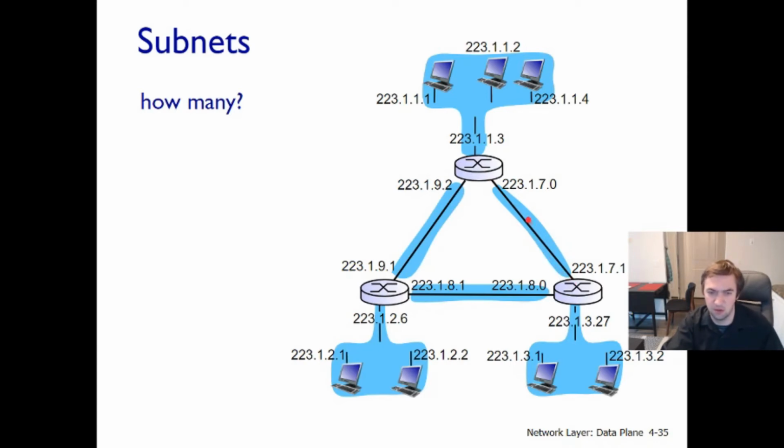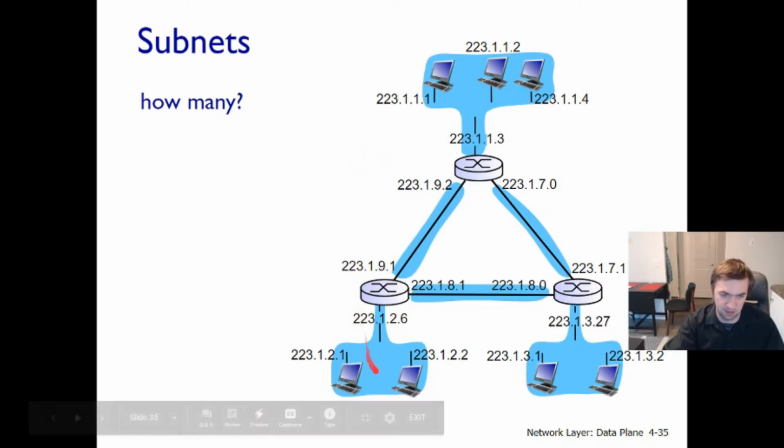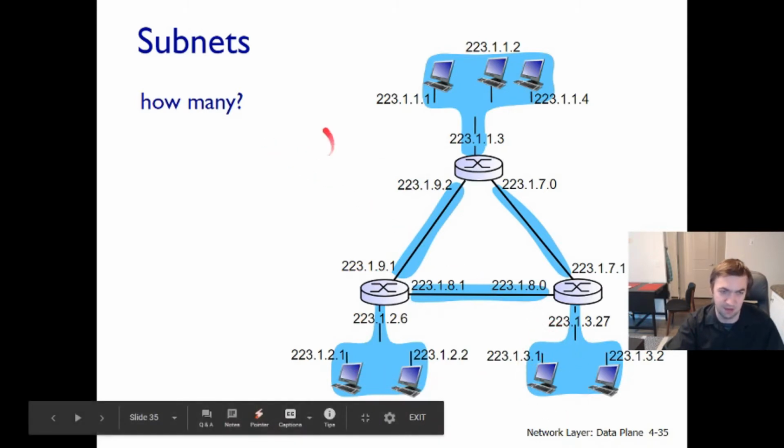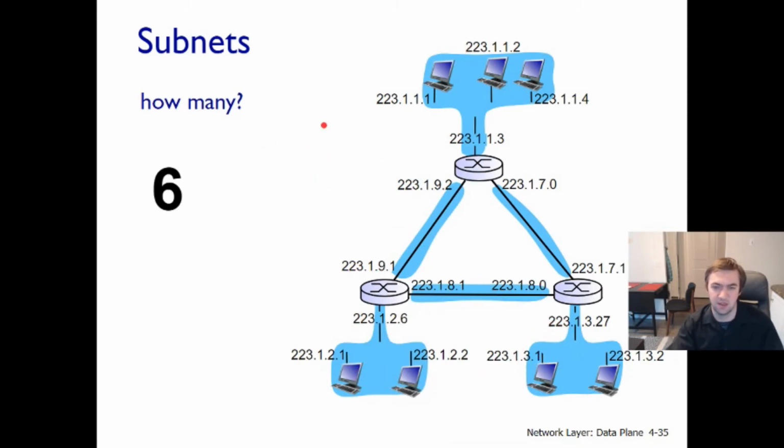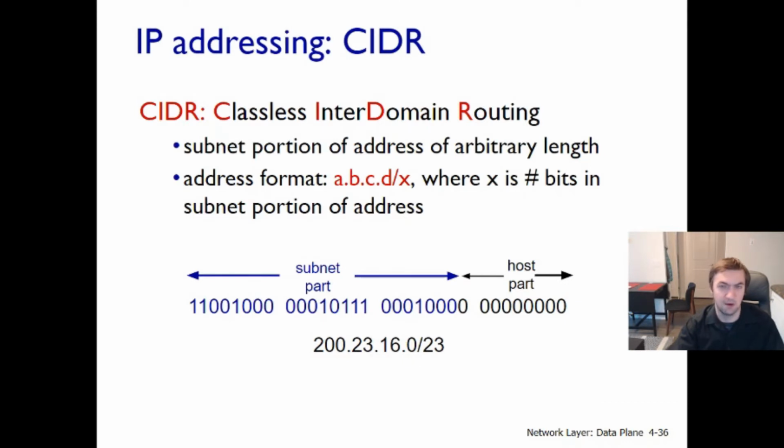Essentially, because you are able to connect between this interface of this router and this one without having to go through a router, this part here is a single subnet, which means this one is as well, this one is as well, and we obviously have the subnets of hosts on the outside, meaning there's a total of 6 subnets in this diagram.